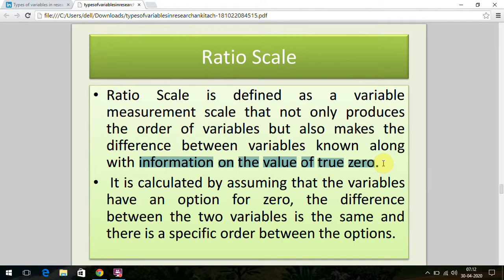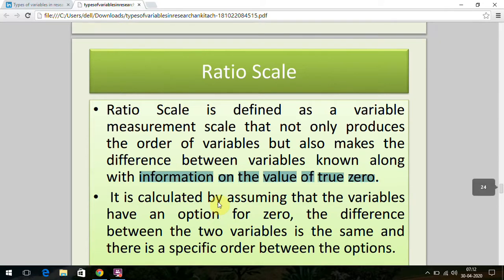So it is calculated by assuming that the variables have an option for zero; that is ratio scale. If you say 10 centimeter and 5 centimeter, you can say that 10 centimeter is double that of 5 centimeter because you have an option of 0. If 6 and 3, you can say that 6 is double of 3. So there is a reference value 0.